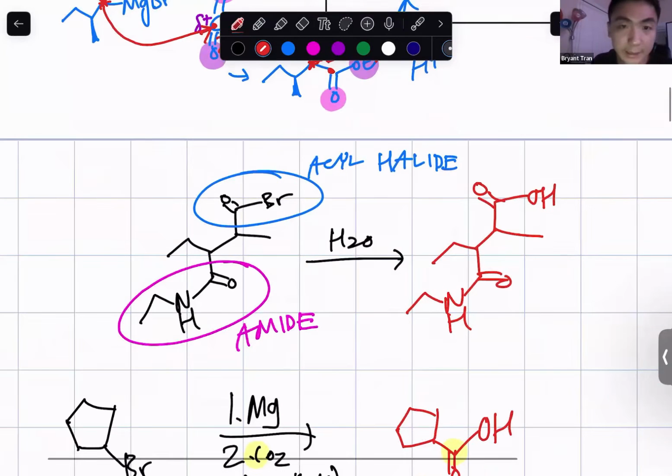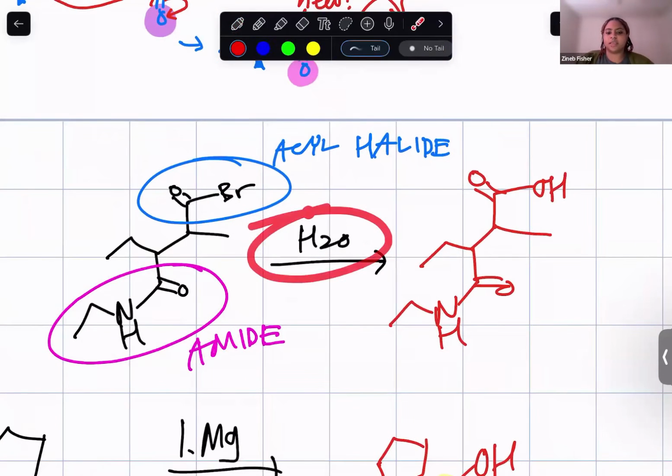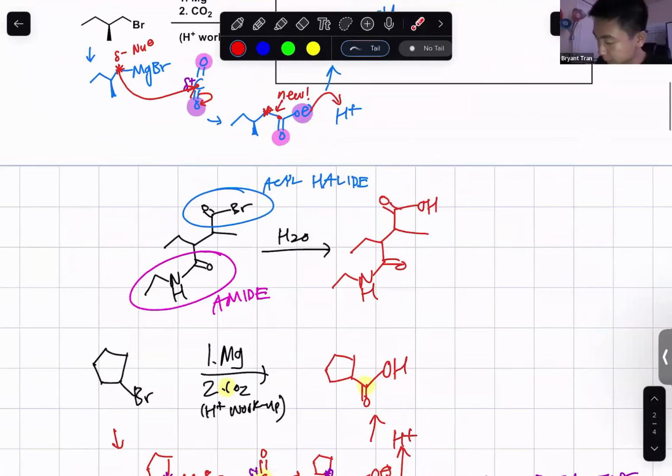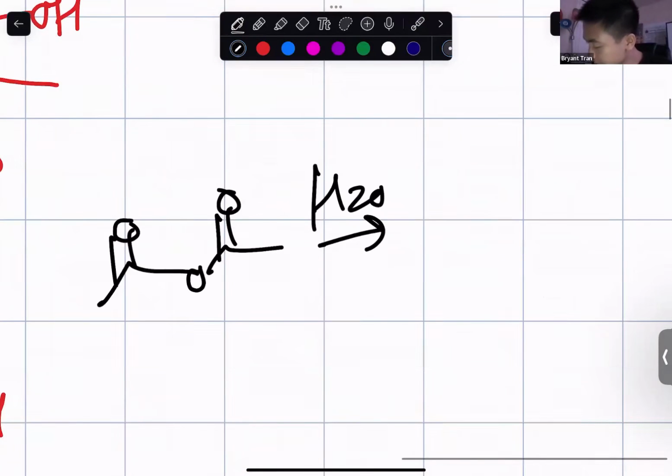Okay. Any questions on that, Zenith? So anytime it's reacting with H2O, it just becomes a carboxylic acid? Yes, but not all the derivatives, only the top two most reactive derivatives, the acyl halide or the anhydride. So if you see something like this, and you react that with H2O, so we have two things here.